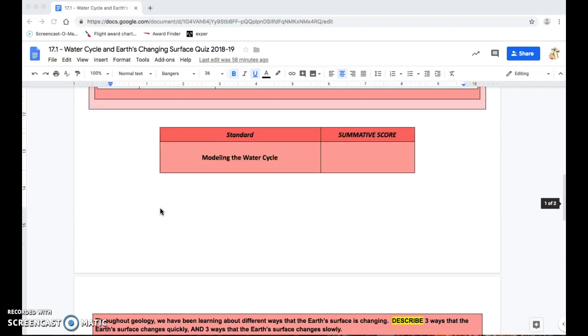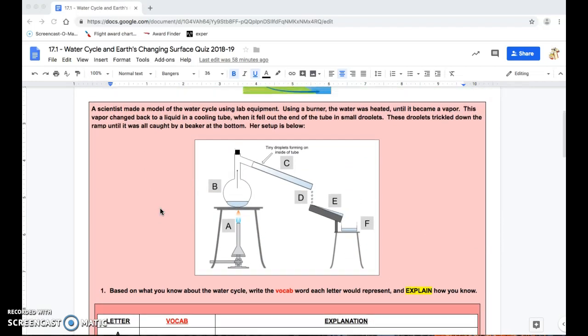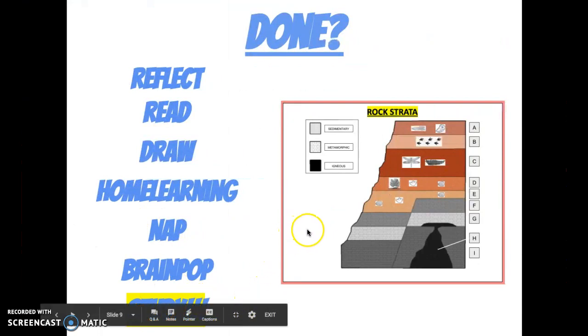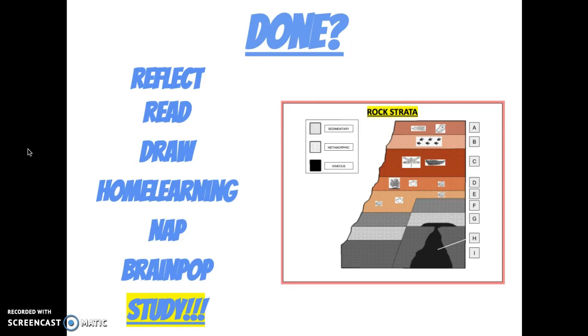Again, that's the whole assessment. When you are done with it, you have the options of doing this. I will post that in Google Classroom. It's probably a really good idea to look over those rock strata and study it to see that you understand how all of those things are laid down. Other than that, I will see you on Tuesday.